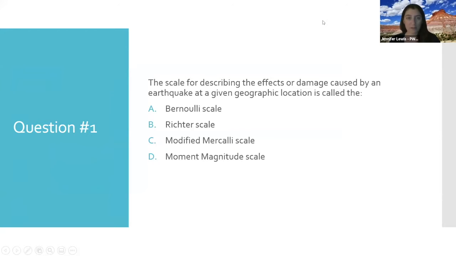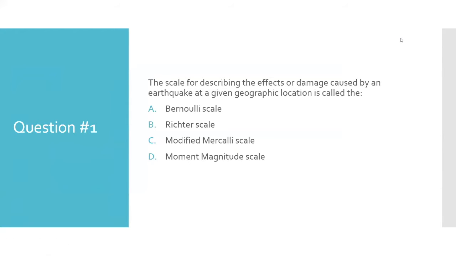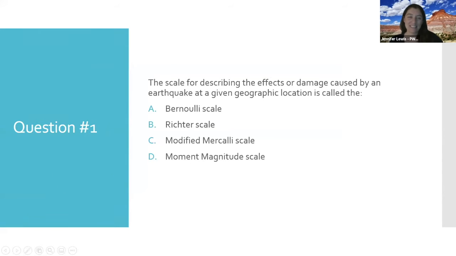All right, first question. The scale for describing the effects or damage caused by an earthquake at a given geographic location is called the: A, Bernoulli scale. Please do not answer out loud if you can hold it in. B, Richter scale. C, Modified Mercalli scale. Or D, moment magnitude scale. So I'll give you about 20 seconds to think of what the answer is, and then I will provide that to you, and then we'll go on to the next question.